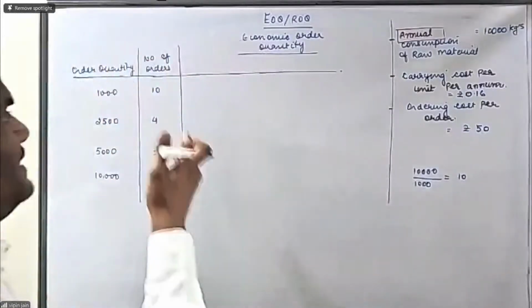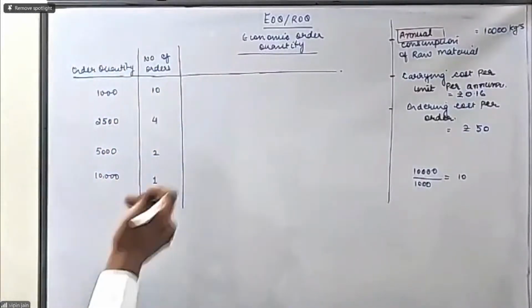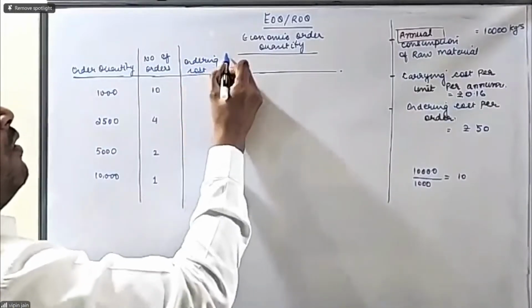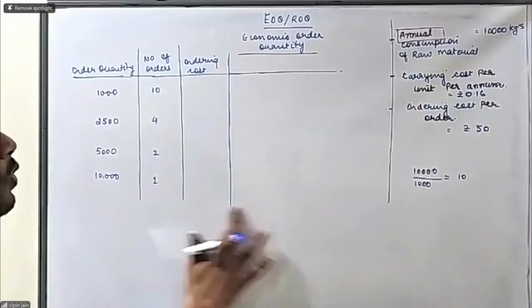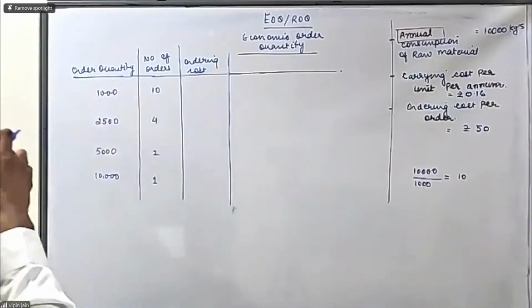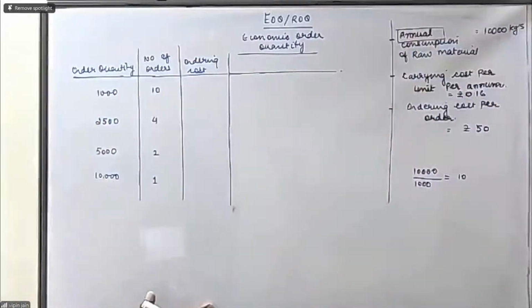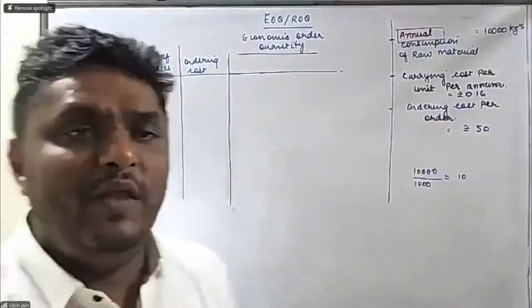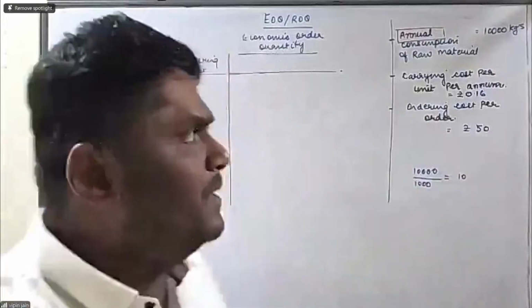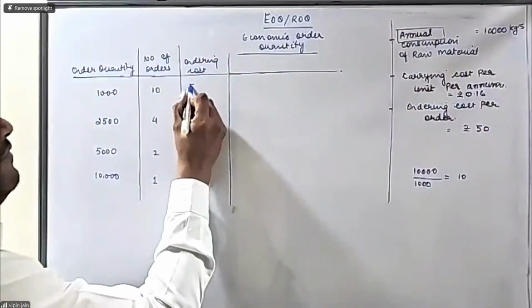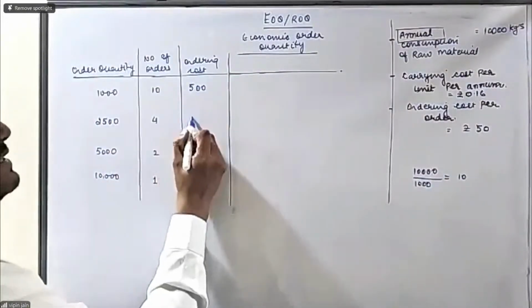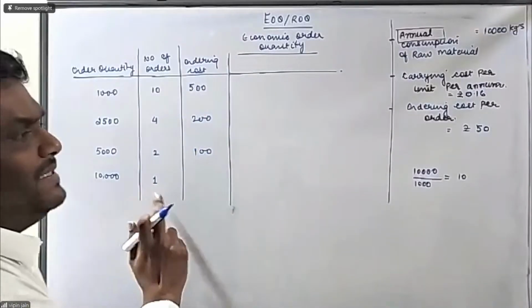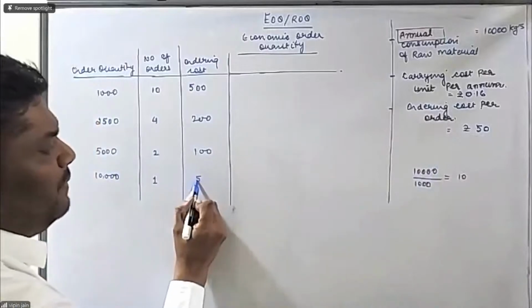Okay. So since we know how many orders we have to place in a year, what will be my ordering cost? What will be my ordering cost if 10,000 is my annual requirement? How much will be my ordering cost in the first case? 10 into 50. See, we have the ordering cost per order. In this case, it will be 500. In this case, this will be 200. In this case, it will be 100. And if we are placing only one order, my cost will be 50.